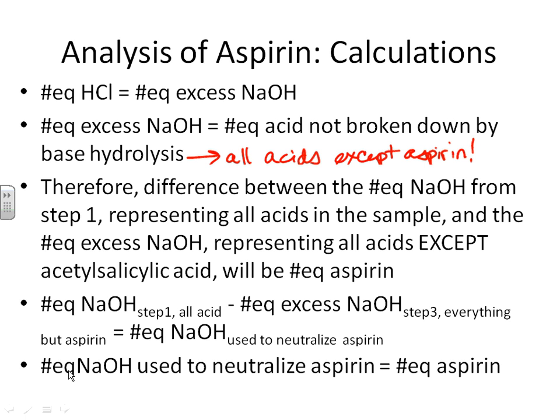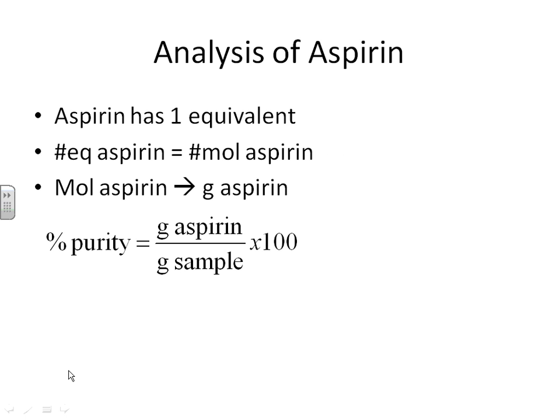So it really is a straightforward calculation. The theory behind it is complicated, but the calculation itself is very easy. Find the number of equivalents of NaOH used in the initial titration, find the number of equivalents of hydrochloric acid used in the back titration, subtract the two, and that will give you the number of equivalents of aspirin in the sample. Aspirin has one equivalent, therefore the number of equivalents of aspirin will be equal to the number of moles of aspirin. You can turn moles of aspirin into grams of aspirin. And again, we are looking for this purity, percent aspirin in the sample, mass of aspirin over mass of sample, which again is going to come from the balance.